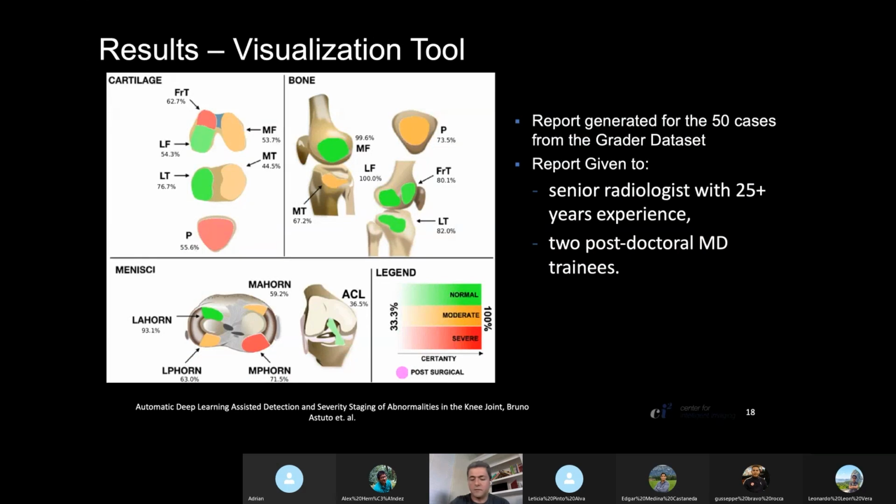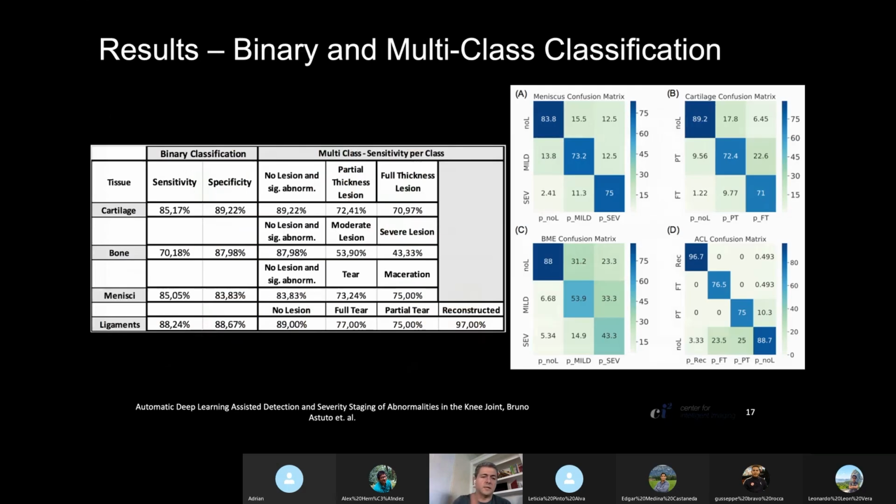Okay, Bruno. So you have a model that is 80% sensitive in detecting cartilage lesions. So now what? Now what do you do with that? We want the model to be usable, right? We want to do something with the model that we have.